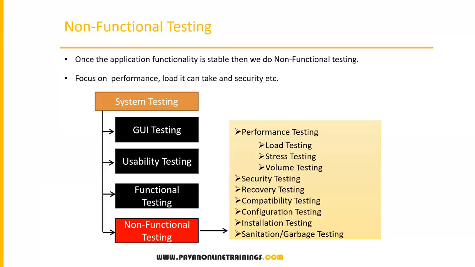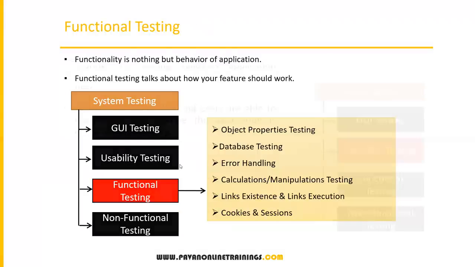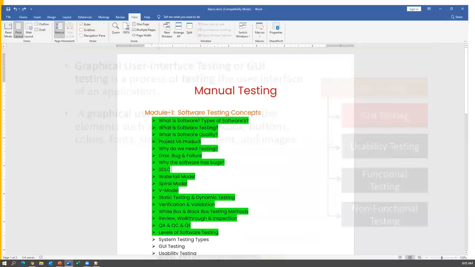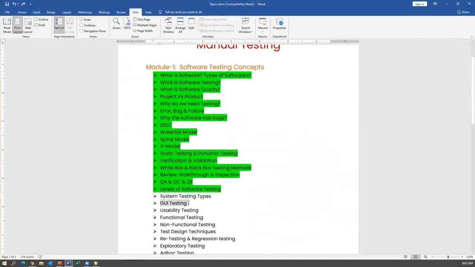Security testing is a huge kind of testing, and a lot of tools are there in the market. Even performance testing is different. And we can conduct recovery, compatibility, configuration, and installation testings. So this is all about system testing types. We have discussed different types of system testing: GUI testing, usability testing, functional testing, and non-functional testing.